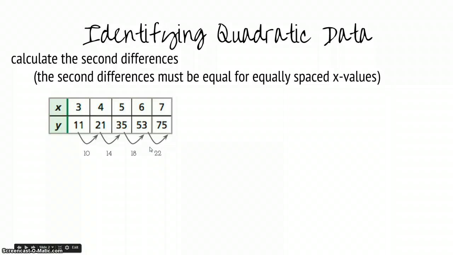Now, as we look at this, the first differences are not equal. The x's are equally spaced: 3 to 4, 4 to 5, 5 to 6, 6 to 7. Those are equally spaced. But right now, the first difference is not equal. So we can't say anything yet, so we calculate the second difference. 14 minus 10 is 4. 18 minus 14 is 4. 22 minus 18 is 4.